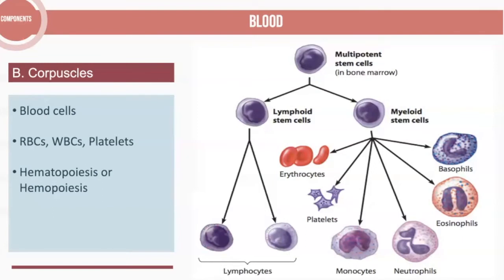So your lymphoid stem cells are produced in the lymphoid organs, and they give rise to the lymphocytes. So examples, you have the T lymphocyte, you also have the B lymphocyte, and you also have the NK or natural killer cells, which mainly function for immunity.